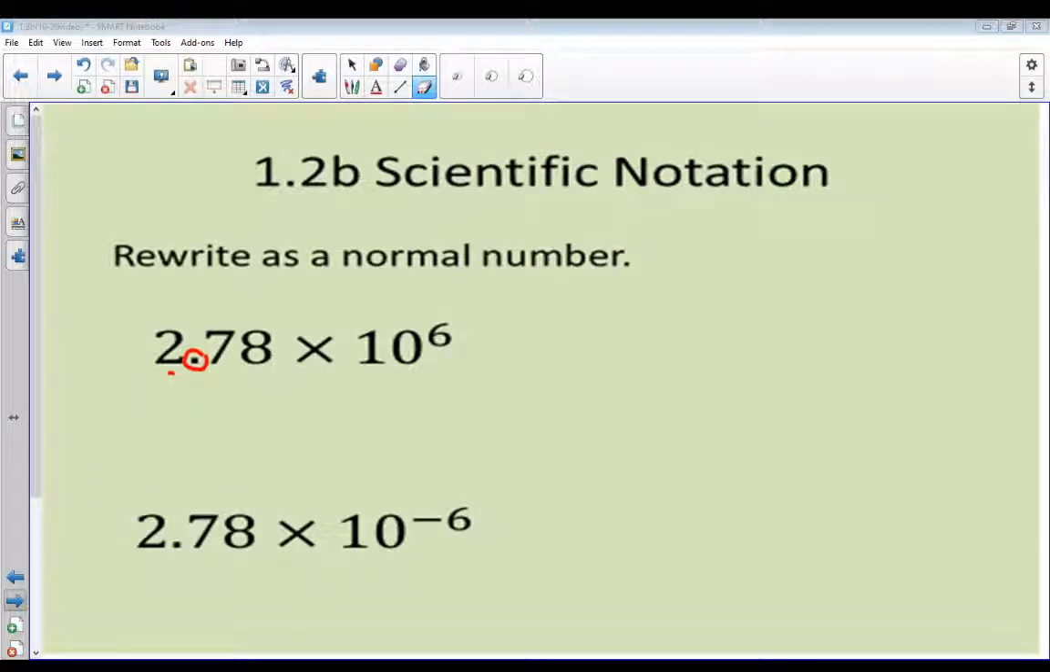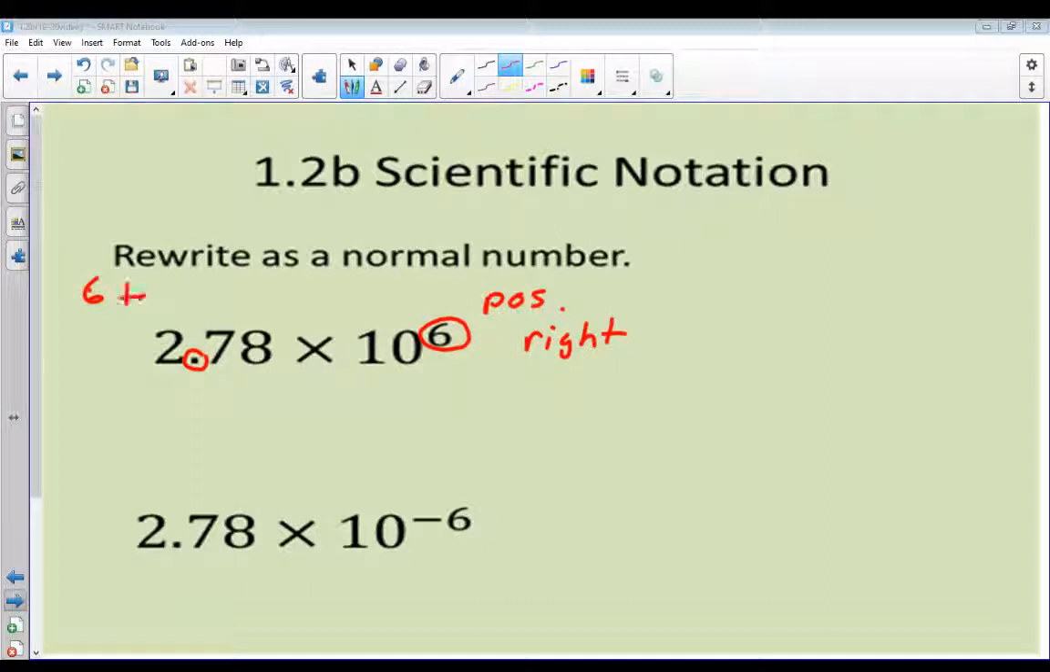So in other words, for the first example, 2.78 times 10 to the 6, take a look at your power of 6 and notice that it's positive. If it's positive, that means I'm going to be moving my decimal to the right. And how many times do I move it to the right? I'm going to move it 6 to the right because my power is 6.